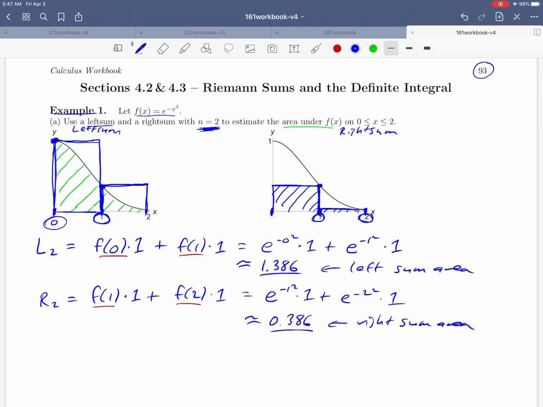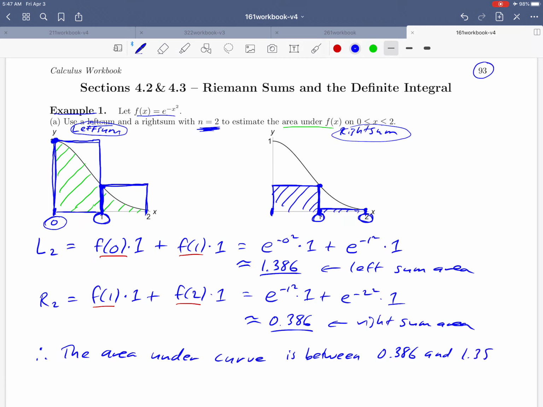Okay, so you might have noticed from this picture that the left sum rectangles stick way out above the curve, and so they give us too much area, and the right sum rectangles over here are below the curve, so they give us an underestimate of the area. So what we can say is that the area under our curve, that green shaded area, has to be between the two estimates. That's the conclusion that we can make based on what we did in part A here.